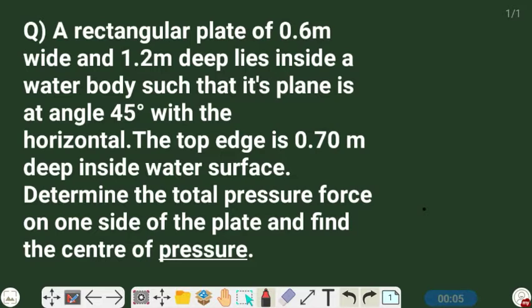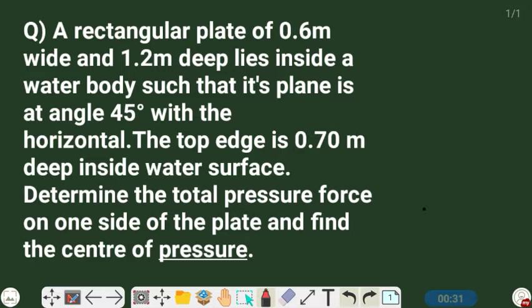Let's read today's question. A rectangular plate 0.6 meter wide and 1.2 meter deep lies inside a water body such that its plane is at an angle of 45 degrees with the horizontal. The top edge is 0.70 meter deep below the water surface. Determine the total pressure force on one side of the plate and find the center of pressure.